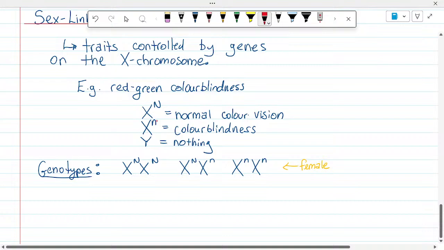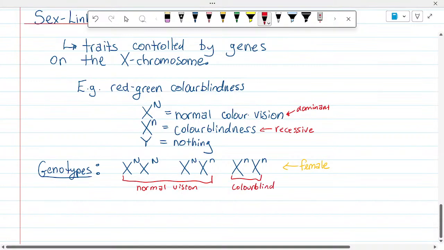The fact that this is a lowercase n means that this trait is recessive. In other words, it's just a broken copy of the cone cell gene. So if you have one copy, you're good, which means the normal allele is dominant. Which means this person here and this person here will both have what trait? Normal vision. And this person, colorblind, right?